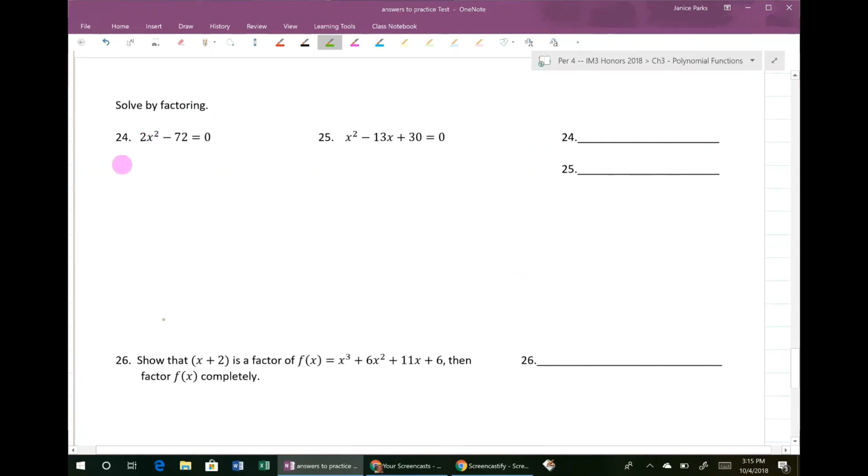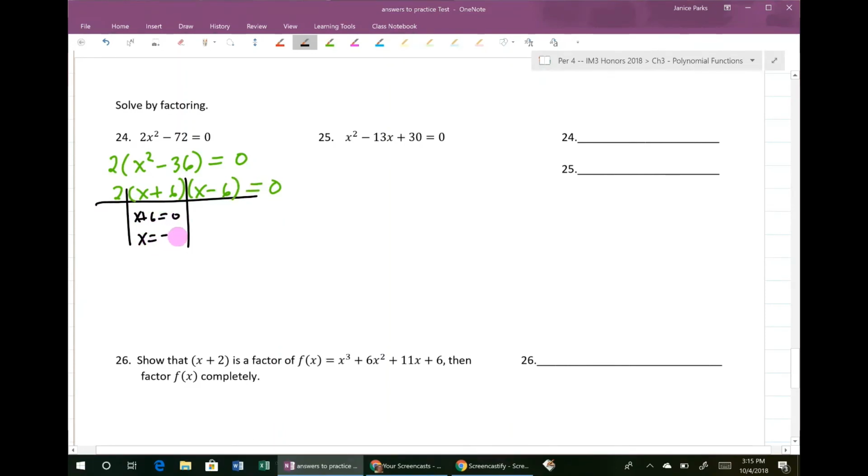For number 24, I'm going to factor out a 2 first. This factors into x plus 6, x minus 6. We set our factors equal to 0. Put x equals negative 6 and x equals 6. I'm just going to go ahead and put plus or minus 6. Those are two answers.